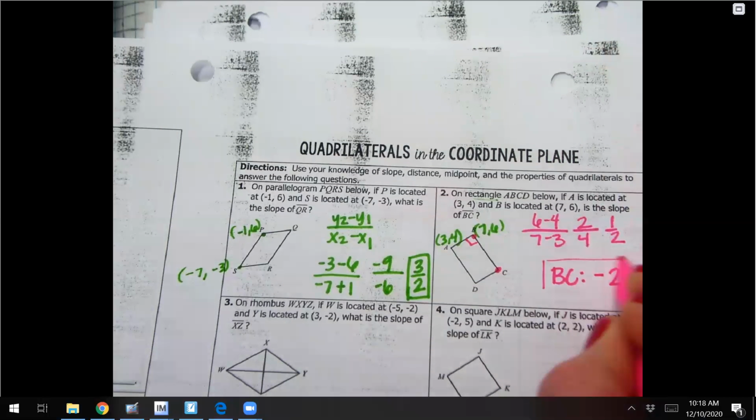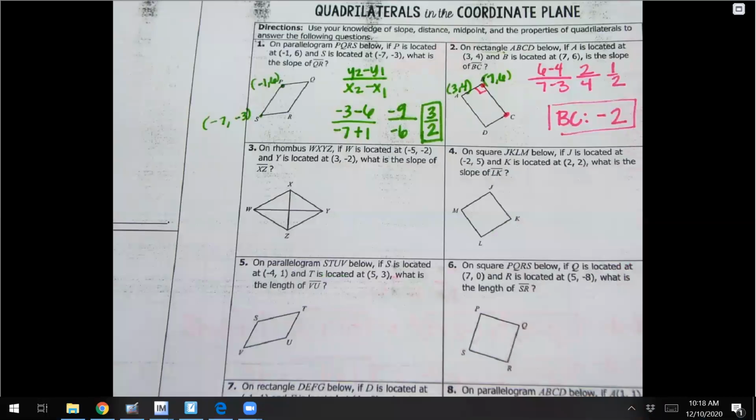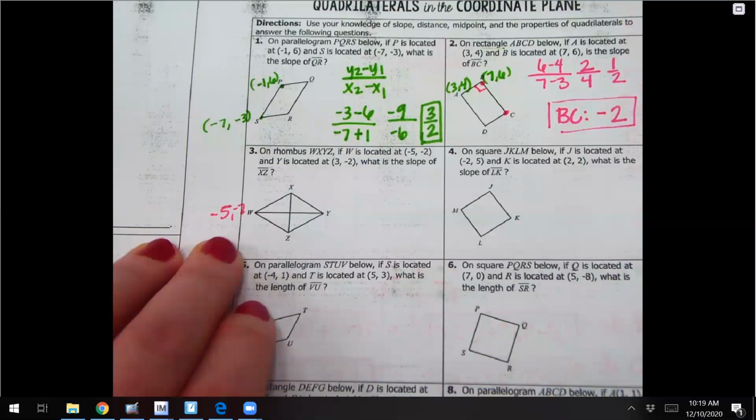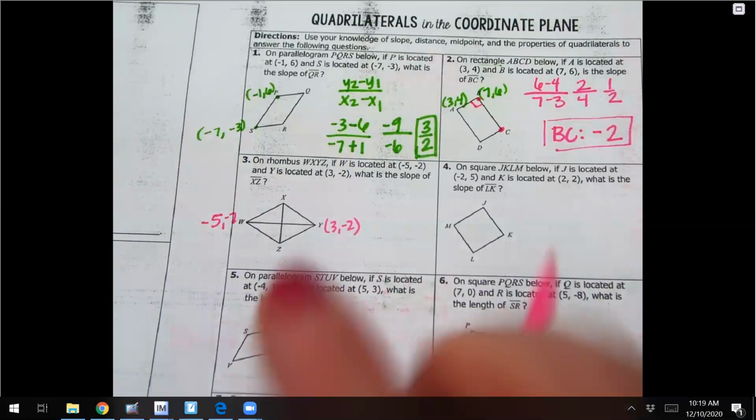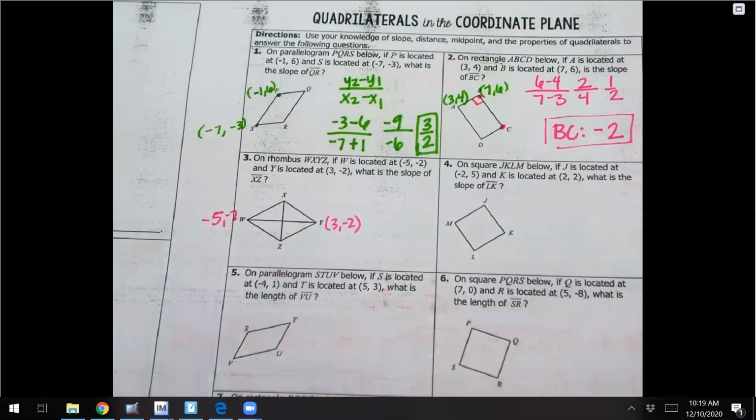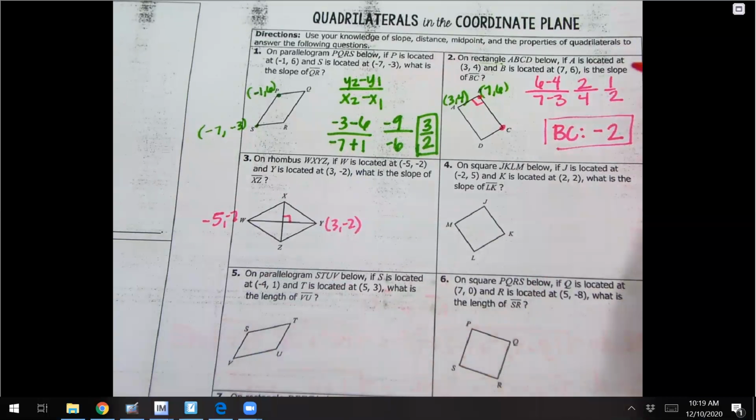Number 3, on the rhombus WXYZ, if W is located at -5, -2, and Y is located at 3, -2, what is the slope of XZ? Again, what do you know about the diagonals WY and XZ of the rhombus? They're perpendicular. The diagonals are perpendicular for a rhombus. So again, number 1, find slope. Number 2, perpendicular. And that's what I'm going to leave it as.